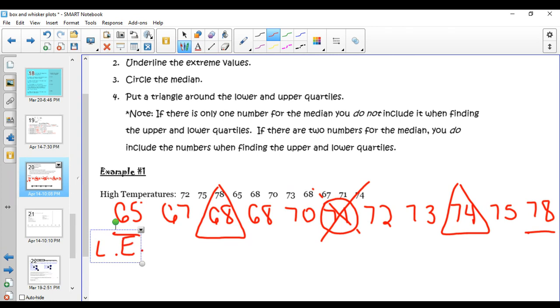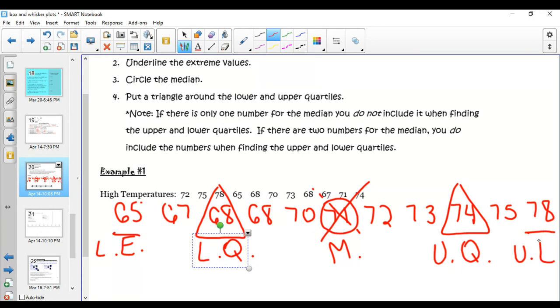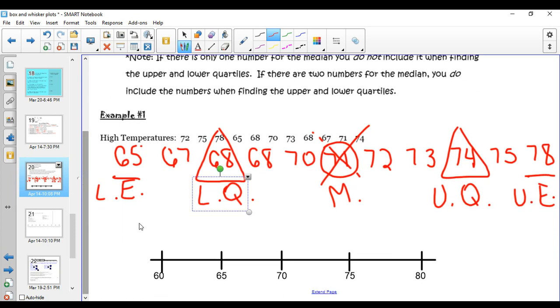I'm just going to use these abbreviations. This is the lower quartile. This is the median. This is the upper quartile, and this is the upper extreme. Okay. Now we'll look at the next example about what to do when there are two numbers for the median. So we'll come back and read that part in just a minute.